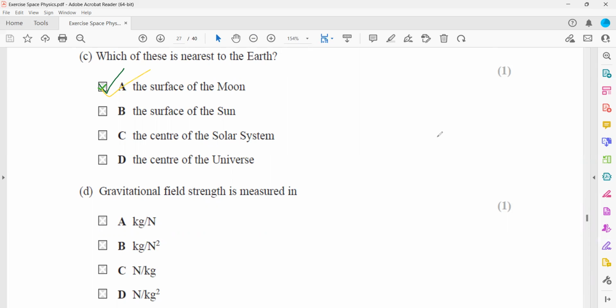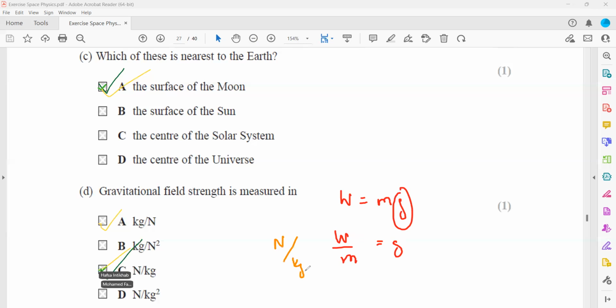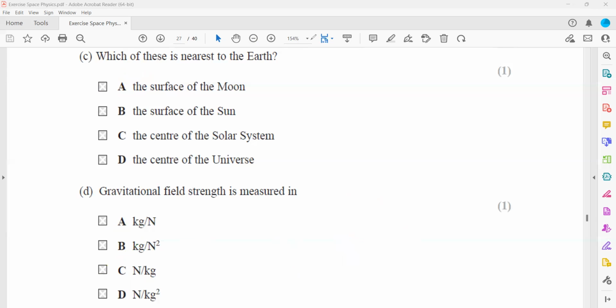The next one: gravitational field strength is measured in what? What is the unit of gravitational field strength? Kilogram per Newton squared, Newton per kilogram, Newton per kilogram squared. Weight is mass times gravity, so gravity is weight divided by mass. The unit of weight is Newton and the unit of mass is kilogram. So it should be Newton per kilogram. That's why C will be the answer. So the value of the gravitational field strength is Newton per kg.